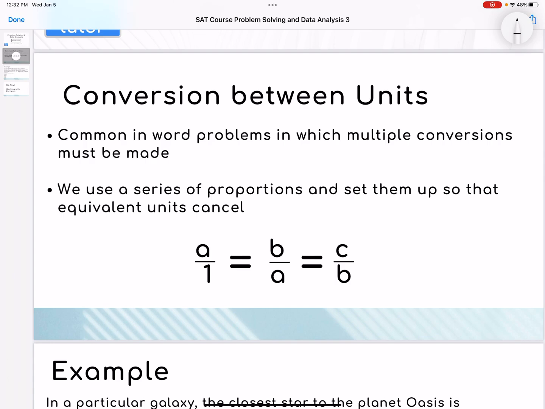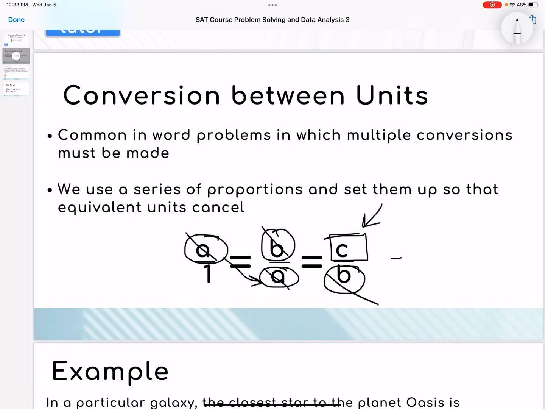The important point to take from this series of proportions is that whatever unit was on top to start, in the next ratio, it's in the denominator. So a goes from the numerator in this one to the denominator of that one, meaning it would cancel as we made our final calculations. B starts in the numerator, ends in the denominator in the next one. Those would cancel, and we would be left with whatever number was left of that C unit, of that last unit in this case, right?